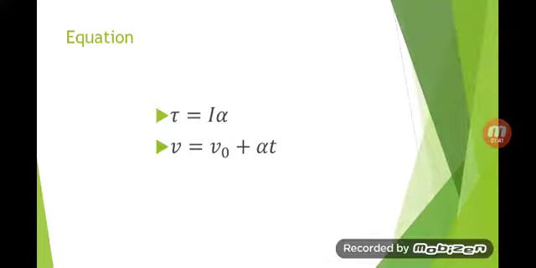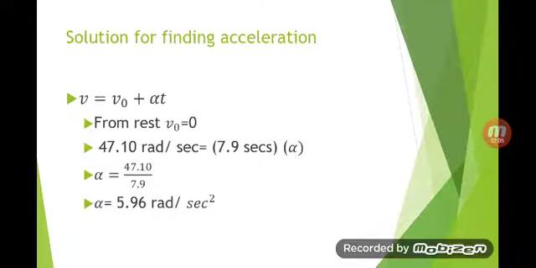Now, first off, torque is equal to moment of inertia times angular acceleration, while angular velocity is equal to initial angular velocity plus angular acceleration times time. So first off, you don't have an initial angular velocity because it started from rest. That means that angular velocity is equal to simply acceleration times time. You're given the final angular velocity, the angular velocity at that moment. So just plug it in.